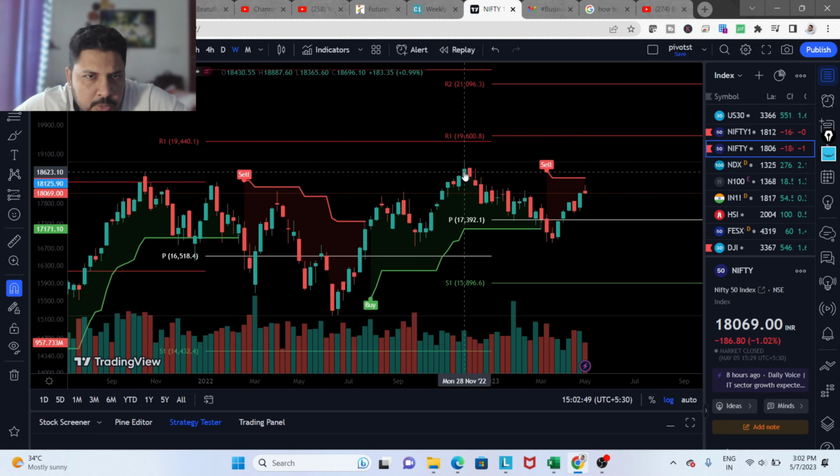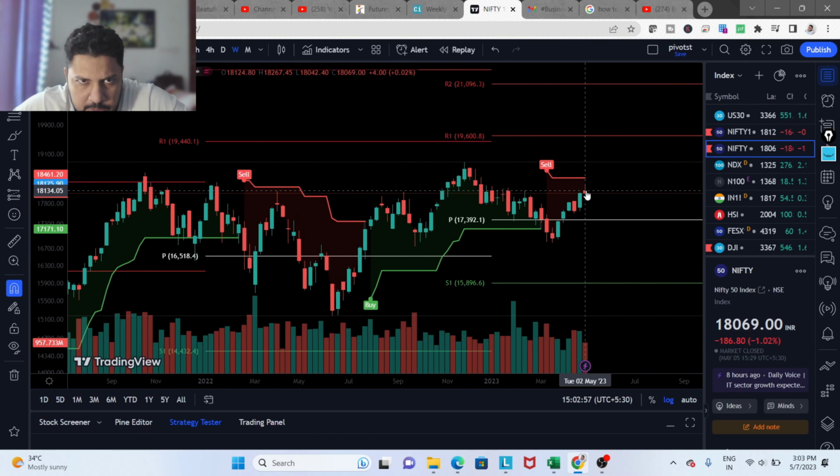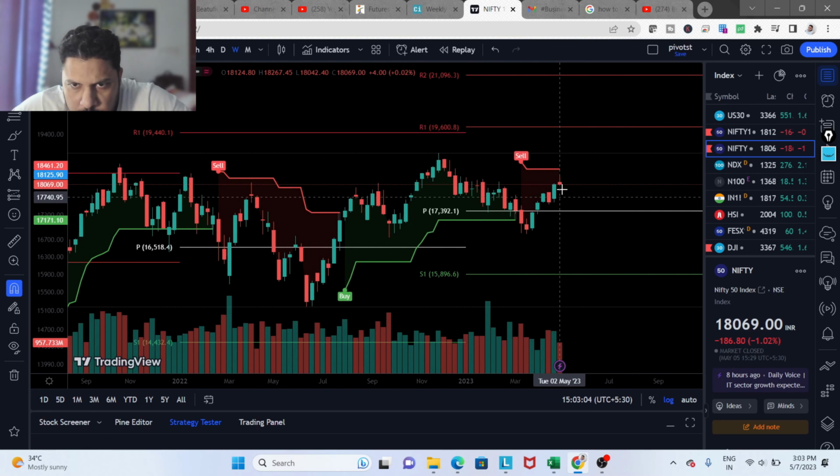Highest high was about 18,887.6. So this was the highest high, and we are at a high of about 18,267. This is a small narrow candle which has formed, but the volume is not that big to be scared of.